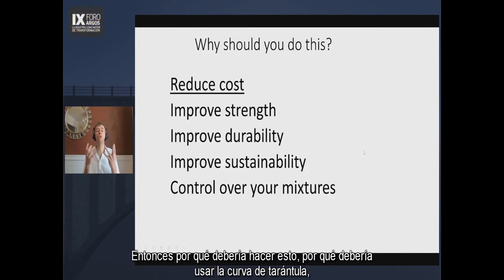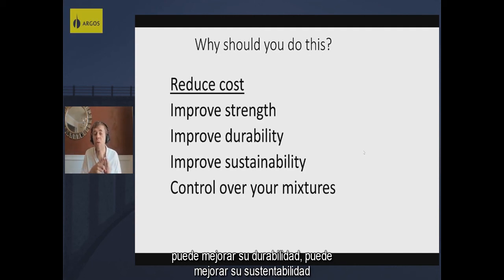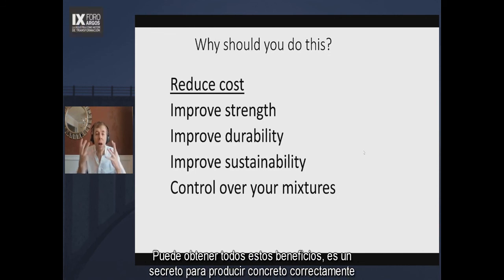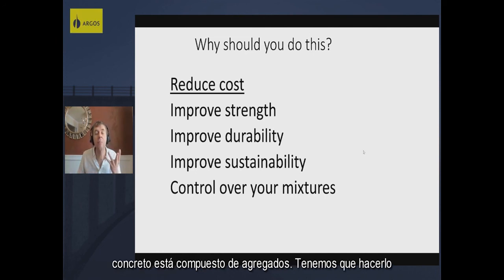So why should you do this? Why should you use the Tarantula Curve? You can reduce your costs. You can improve your strength. You can improve your durability. You can improve your sustainability, and you can get better control over your mixtures over time. You can get all of these. This is a secret to getting your concrete right. And the reason why is that 75% of the volume of your concrete is made out of aggregates. We have to get that right.